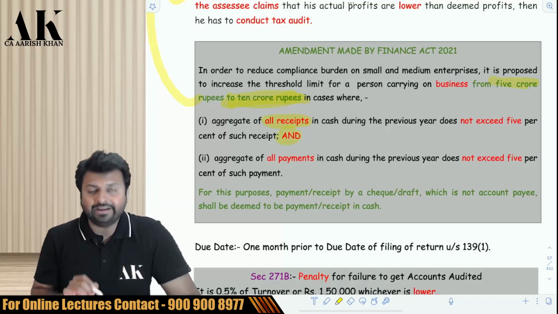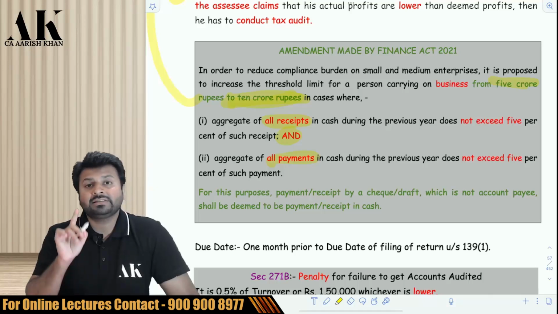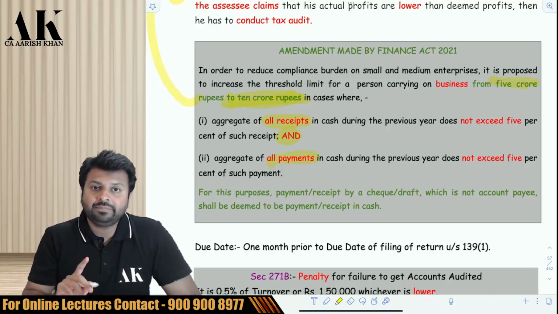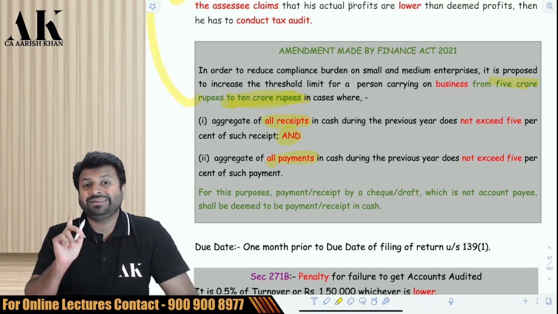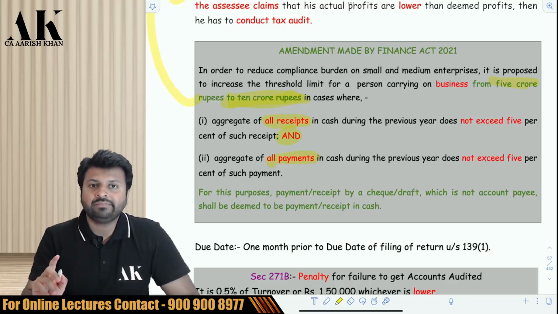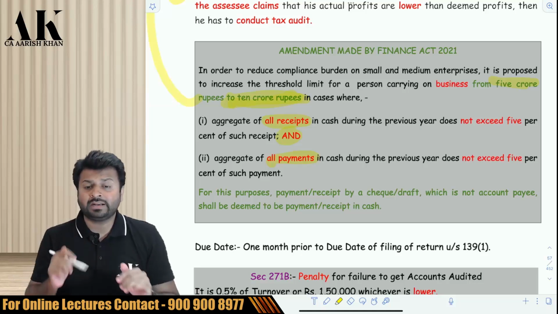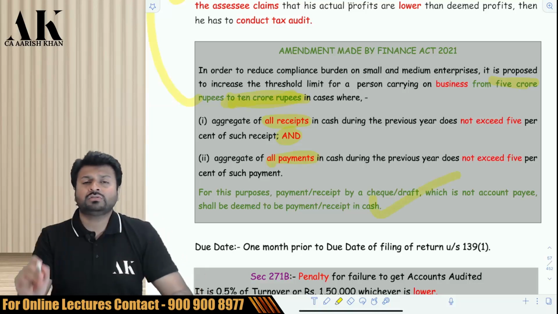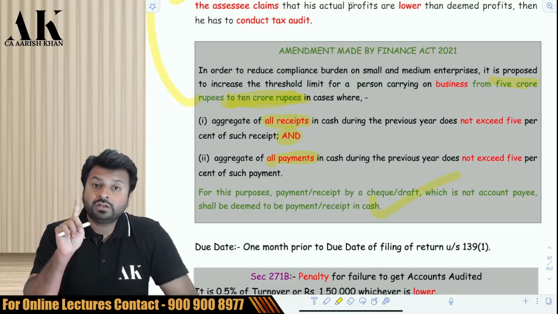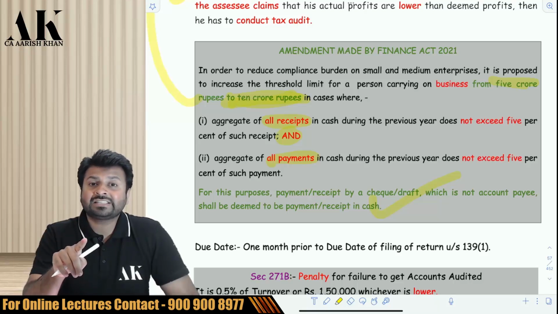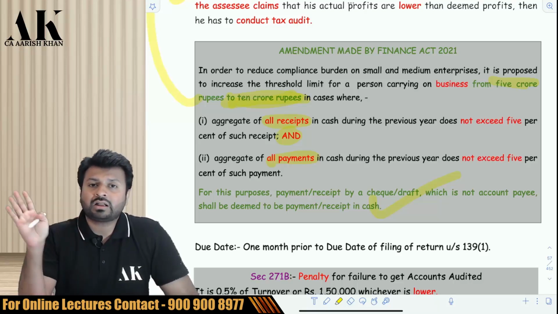Similarly, add one more condition. All your payments in cash should not exceed 5%. It means 95% of your payments have to be by online mode, not by cash. Okay. And what does cash include? Cash will include cash. Will cash include bearer cheque also? The answer is yes. Finance Act 2021 has defined that cash would include bearer cheque also, because cash would not consider an account payee cheque.